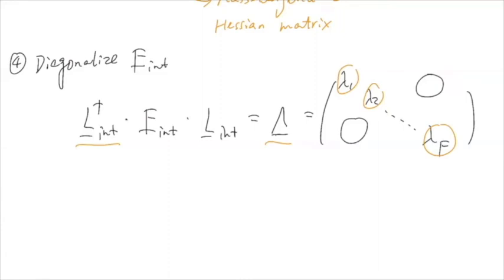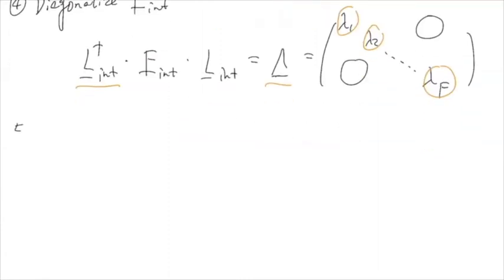And the next step is, of course, from the eigenvalues lambda you then get the normal mode frequency, right?